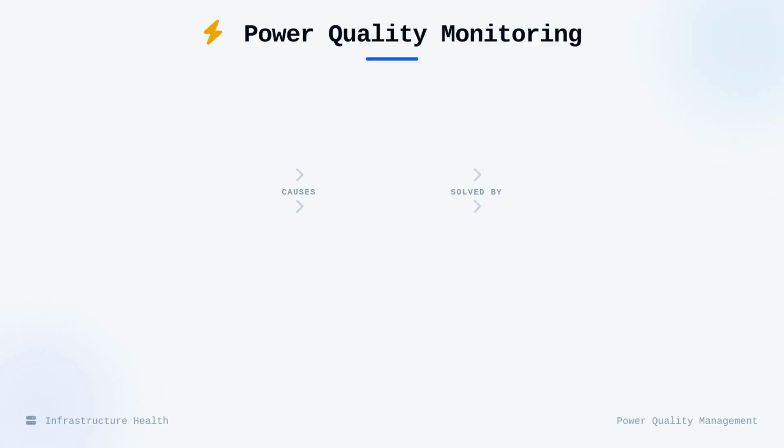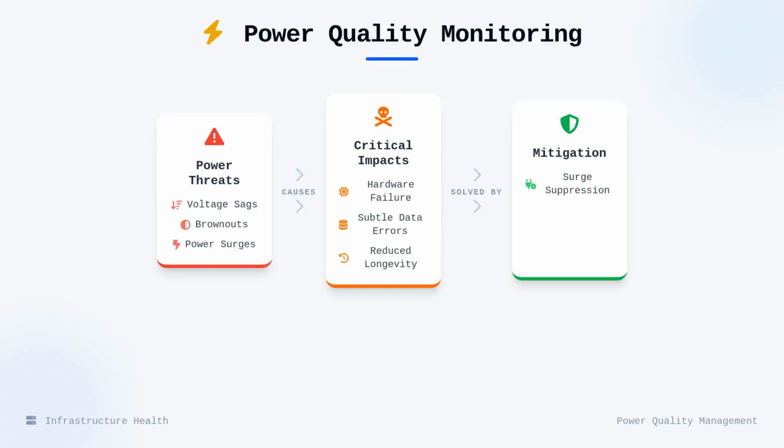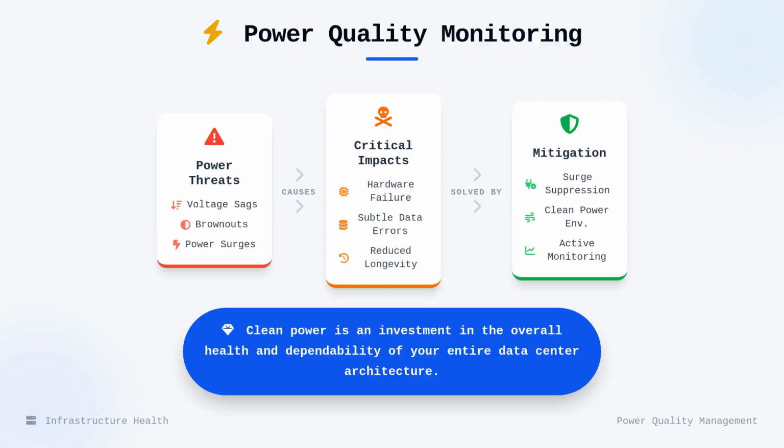Finally, you must actively monitor your power quality to ensure the longevity of your server components. Issues such as voltage sags, brownouts, and surges can wreak havoc on sensitive internal components, leading to premature hardware failure or subtle, difficult-to-diagnose data errors. Implementing robust surge suppression and maintaining a clean power environment effectively hedges against these environmental risks. By combining these management strategies with diligent performance monitoring, you ensure that your hardware remains both durable and dependable. Maintaining high power quality is an investment in the overall health of your entire data center architecture.